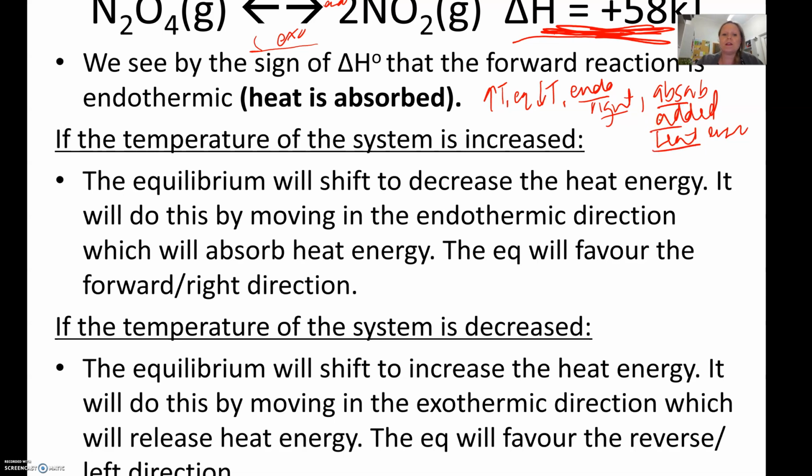So let's do the opposite then. What happens if the temperature of the system is decreased? If the temperature is decreased, the equilibrium will shift to increase the temperature. How will it do that? It'll do that by moving in the exothermic direction, which happens to be the left-hand side. Why? Because the exothermic direction will release heat energy and restore equilibrium. So I hope that makes sense.